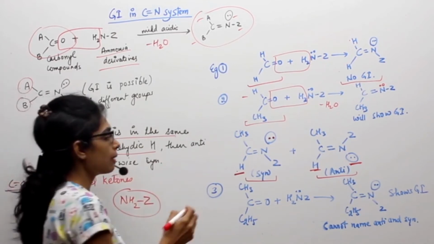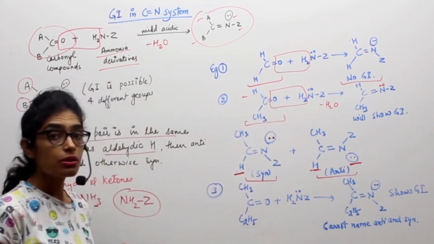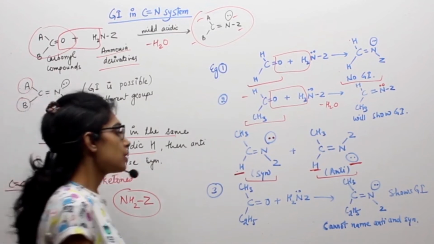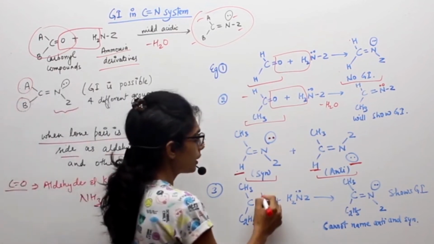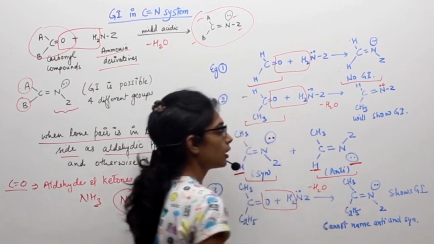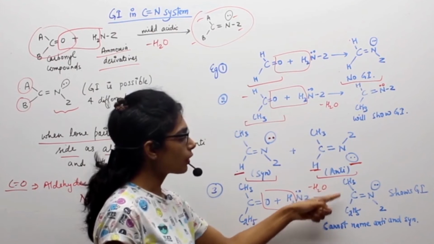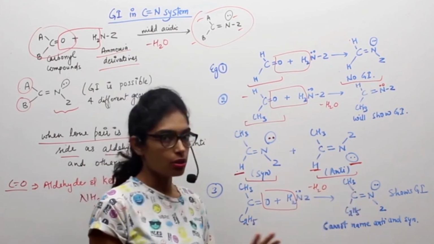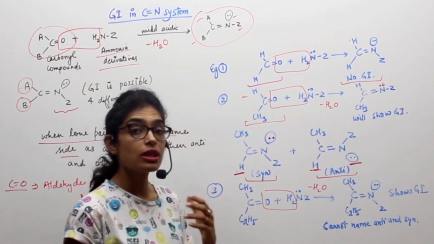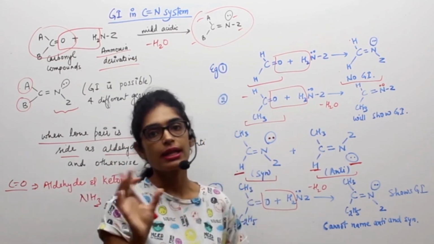Now I have taken an example where instead of an aldehyde, I have taken a ketone. In a ketone there is no hydrogen, so we cannot take hydrogen as a reference to figure out syn and anti. So here, if you do the reaction again, loss of water will take place, and this is how the molecule will look. So this has two different groups over here, and it can show GI, but when it shows GI, we cannot specifically mention or write what is syn and what is anti.